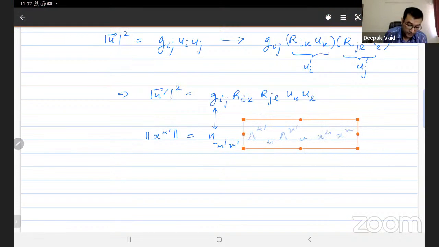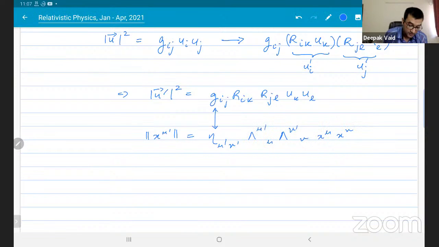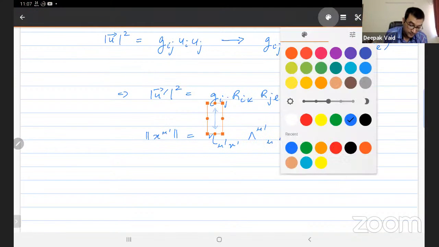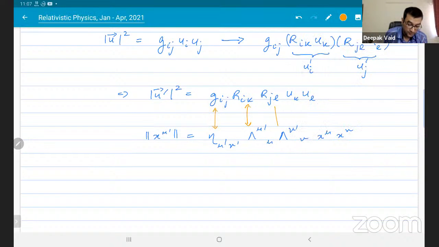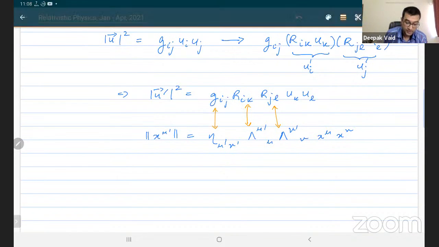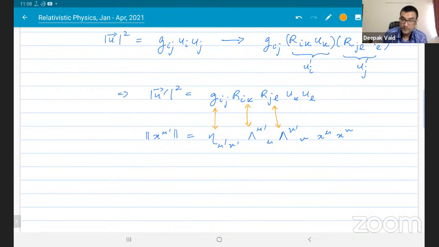Then you have the same, so again, you have this R over here, and so here R is a rotation, this lambda is a Lorentz transformation, but they are both some sort of linear transformations, right? And then finally we have our vectors. These are the vectors, right? So it's the same expression.